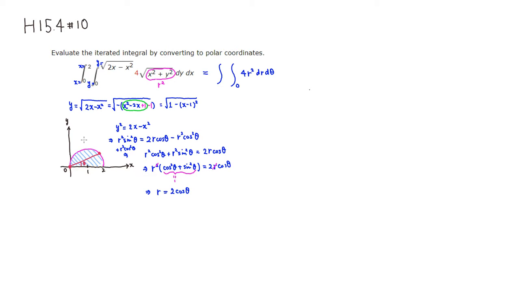So the equation for this semicircle in polar coordinates would be r equals 2 times cosine of theta, right? So this is r equals 2 cosine of theta. So the bound is going to be 2 cosine of theta, right?